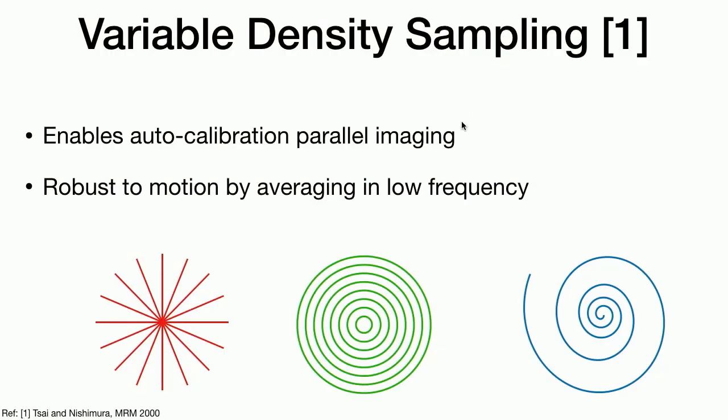Many non-Cartesian imaging trajectories have this property that they sample densely in low-frequency regions and sparsely in high-frequency regions. This variable density sampling property has a number of benefits. One is that it enables auto-calibration parallel imaging methods. It is also in general more robust to motion because we have some averaging in the low-frequency regions.